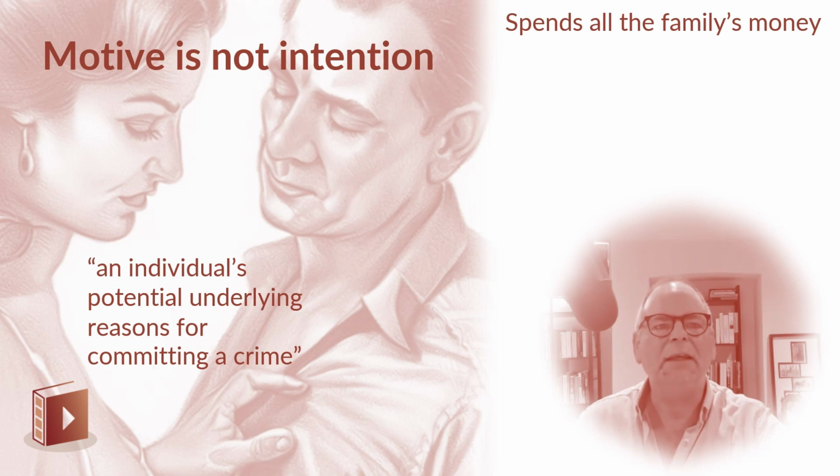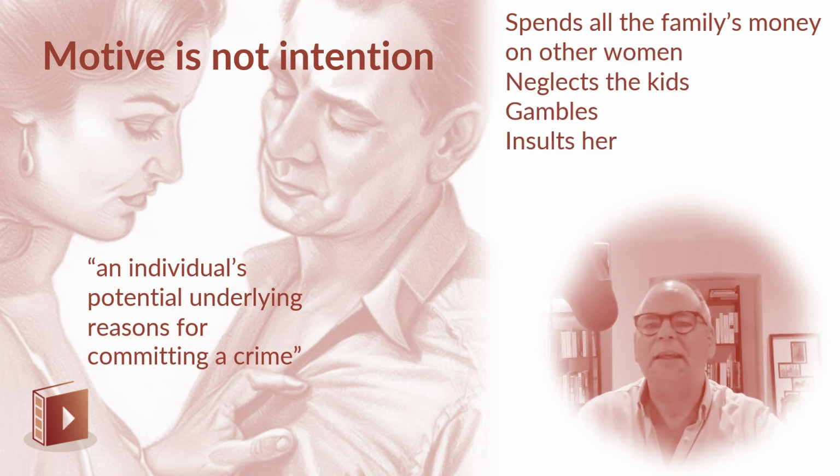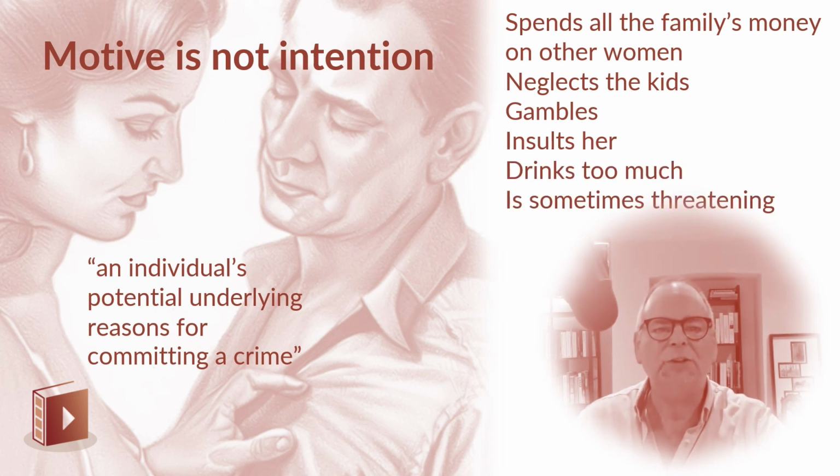Look at this couple here. He spends all the family's money on other women. He neglects the kids. He gambles. He insults her. He drinks too much. And he's sometimes threatening towards her. Now, these are all potentially underlying reasons for killing him. And it turns out she did kill him. But they are not evidence of direct intention. They are simply motives for committing the crime.